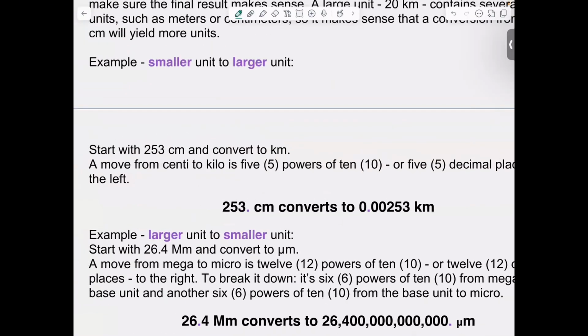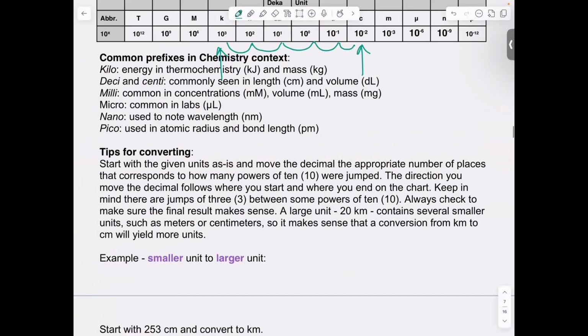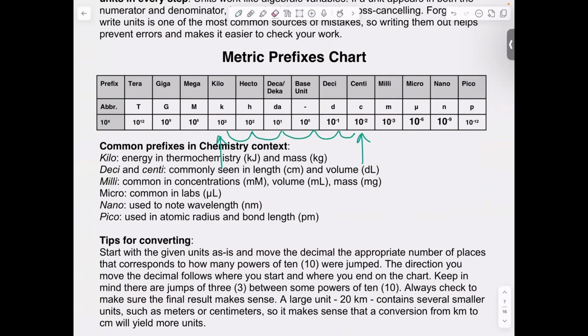Now, again, I'm going back up to this chart. This is assuming that you can actually list out, or either you have this chart available on a quiz or test, or you can actually, you know, the spacing of all of the metric prefixes.